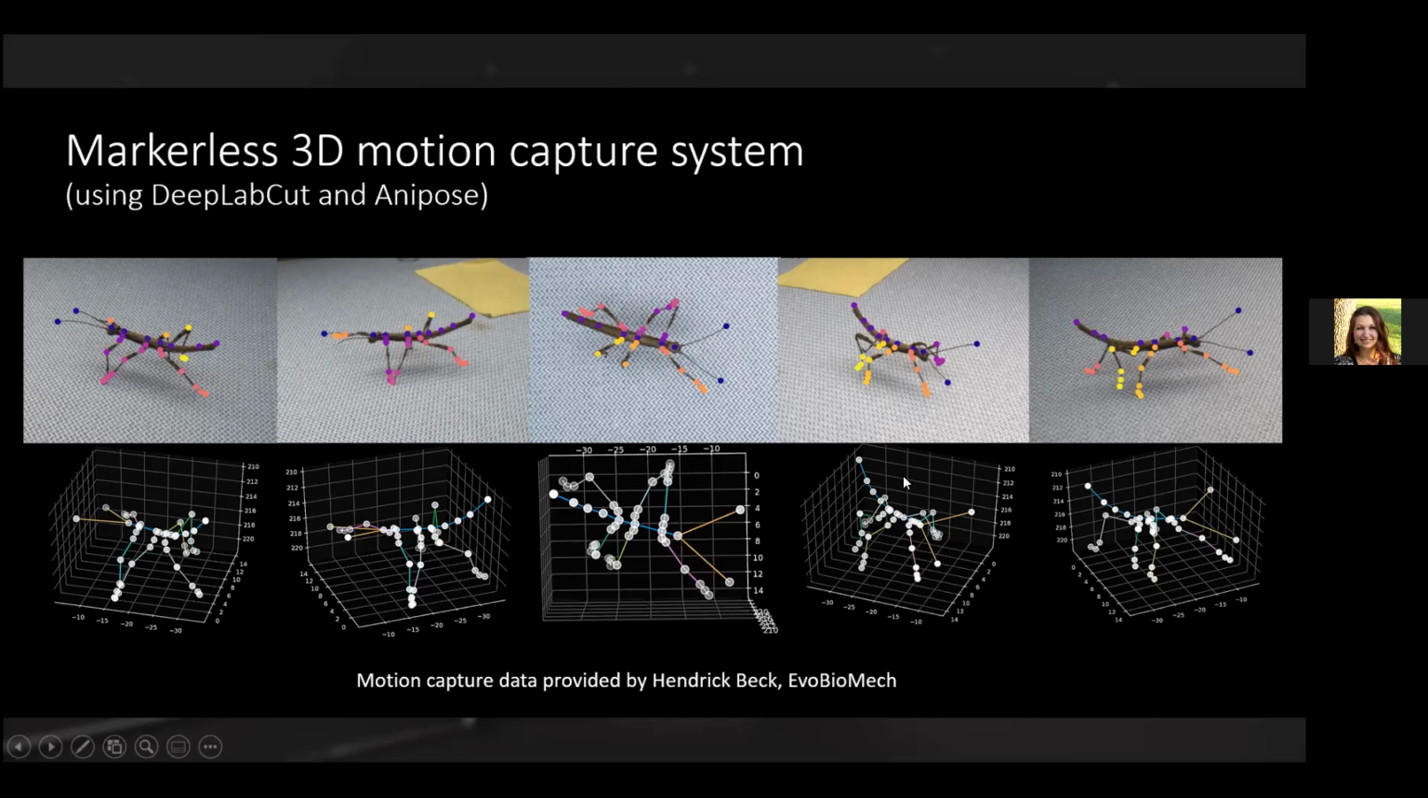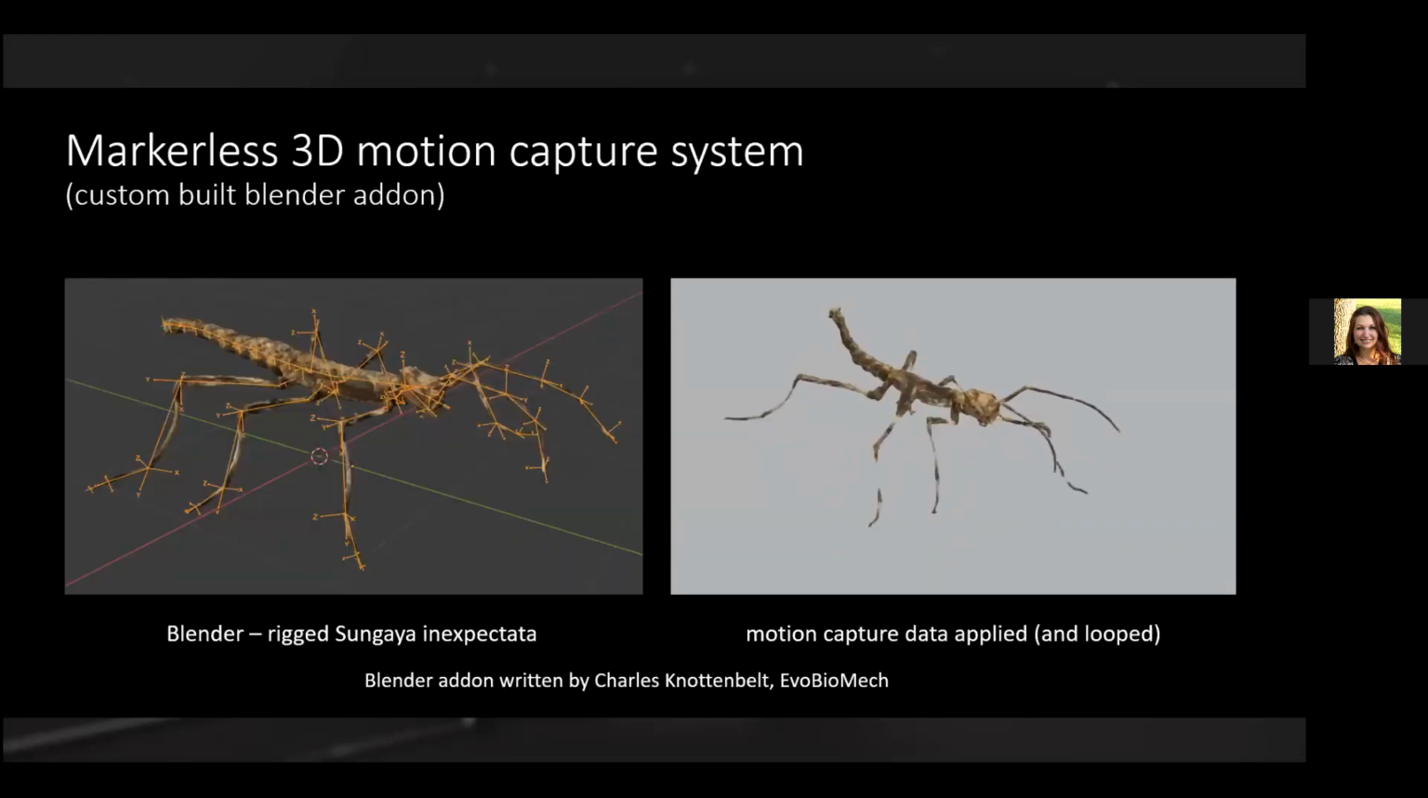Now, as long as it's just in this form here, it doesn't tell us too much about also the orientation or rotation of some of the virtual bones that we have defined in here, but we can basically directly transfer that onto our 3D models. So here, once again, we have the rigged mesh of a Sungaya inexpectata, second instar, I believe. And here is some of the motion capture data that we actually used from our 3D markerless motion capture system that is directly transferred onto the models here. But in my opinion, this is also just the beginning of all the cool things that we can do with it.